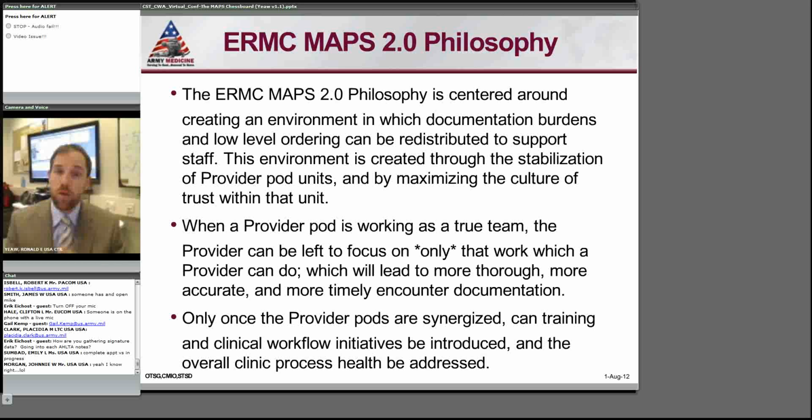And not only will I do it, I'm going to do it after 4 p.m. because that's the only time I have to do 80% of each encounter's work. So we bring in these pods, stabilize them, get the team working at a higher level, and that is the trick. Only then do we start introducing new initiatives, and only then do we start introducing training. That is the MAPS 2.0 philosophy that we live by.